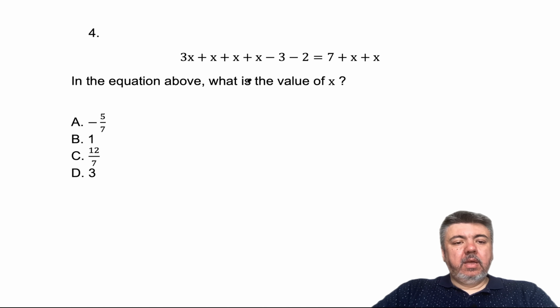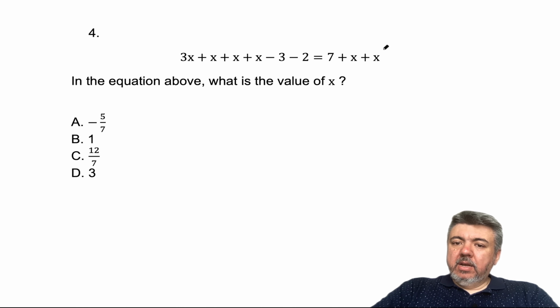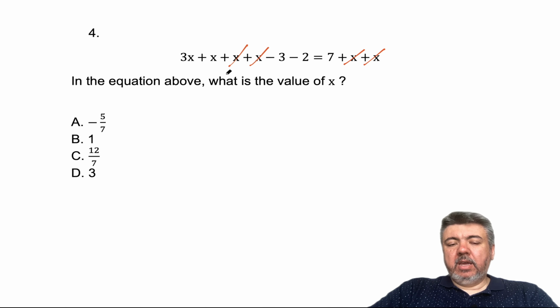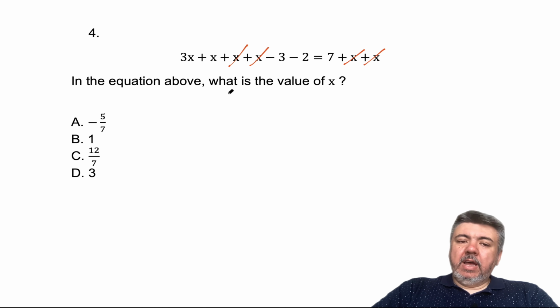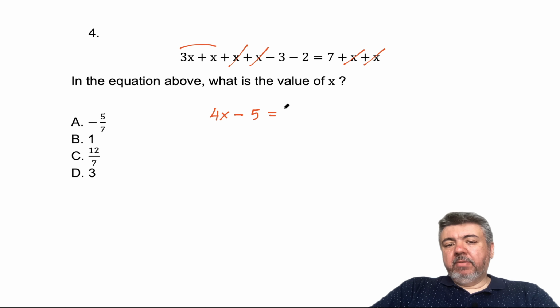Lots of x's here in both sides. Okay. In the equation, what is the value of x, I'm supposed to find x. So look at here. X and x, 2 x's cancel from here and here. So on the left I have 3x plus x, which is 4x. Minus 3 minus 2, it's going to be minus 5, yeah? And on the right I will have a 7.